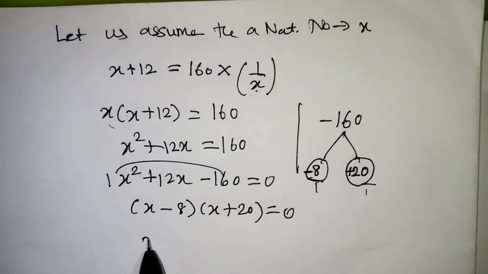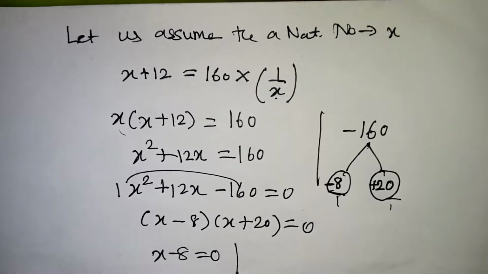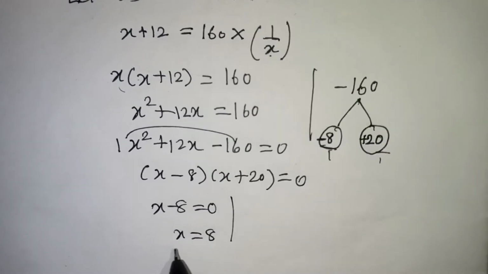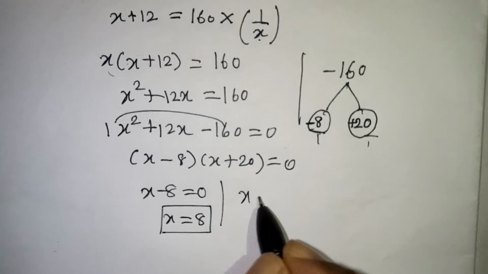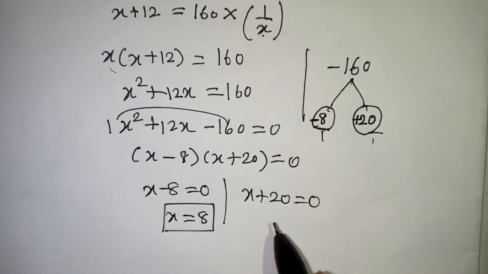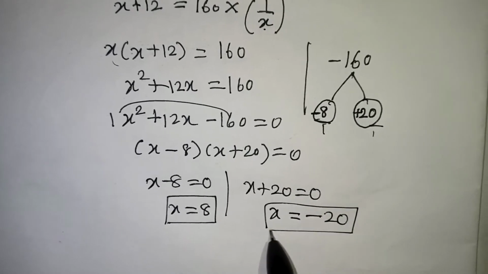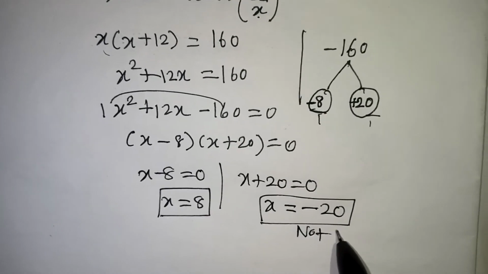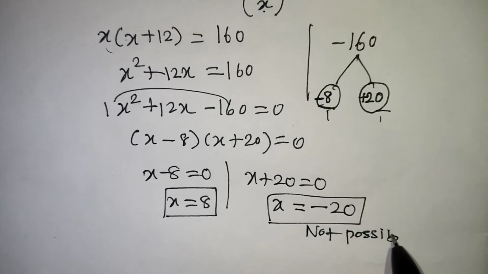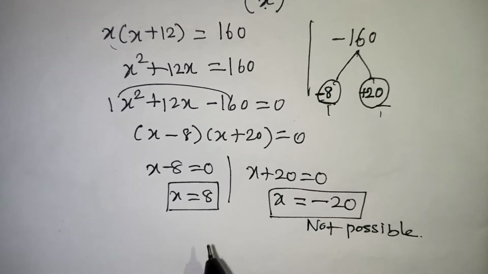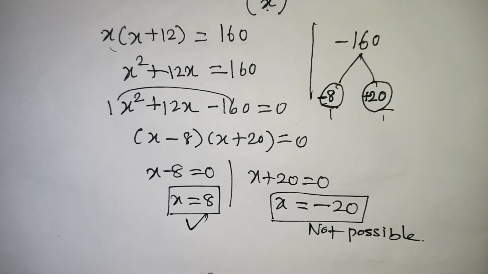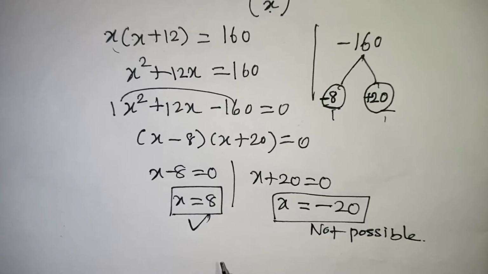So first term, x minus 8: if you are equating it to 0, minus 8 will become plus 8 when you take it to that side. Same way, x plus 20 equal to 0, the plus 20 will become minus 20 if we take it to the other side. So this is not possible because it's a negative value. In our question they have mentioned very clearly that x is a natural number. So x is equal to 8 is the correct answer. So this is how you have to do it.